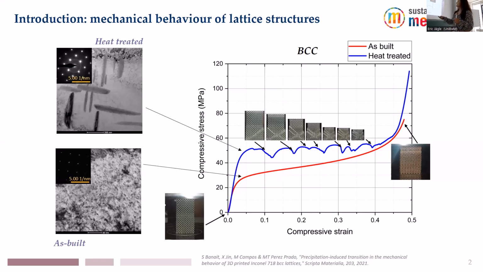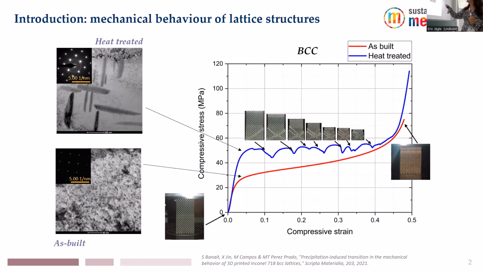Let's now focus on these stress strain curves. As you can see, there are two different microstructures. The red curve denotes the as-built lattice structures. Now the as-built microstructure, as you can see here from the TEM micrograph, is in solid solution, no precipitates whatsoever. According to Maxwell's criteria, BCC is a bending dominated lattice, and it did show that the as-built microstructure behaved in a bending dominated way.